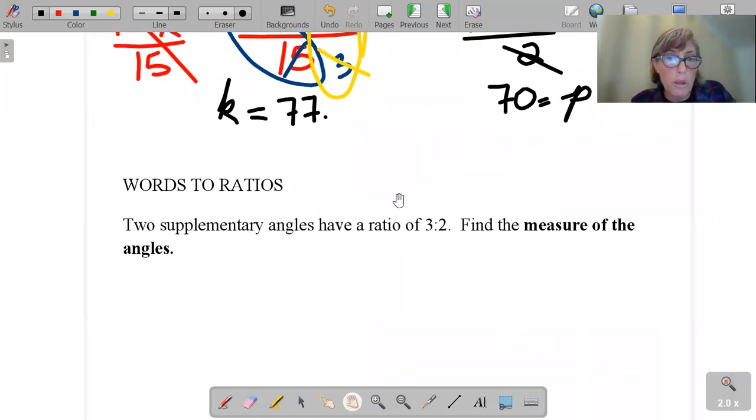Something else you need to be familiar with is how to convert words into ratios.